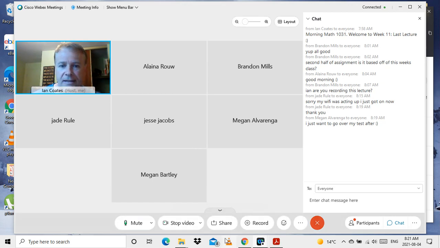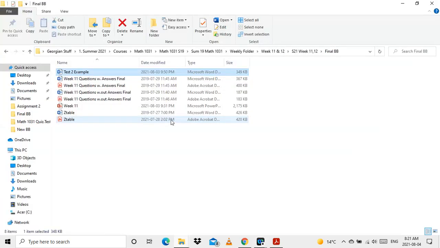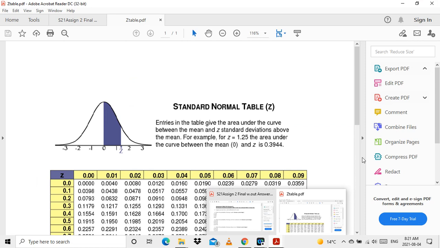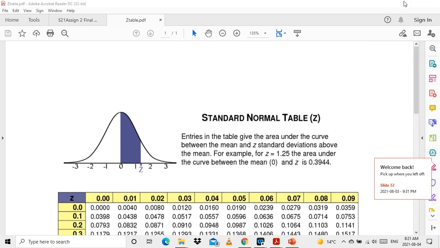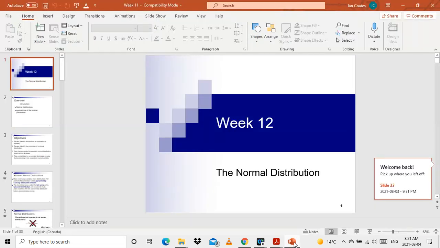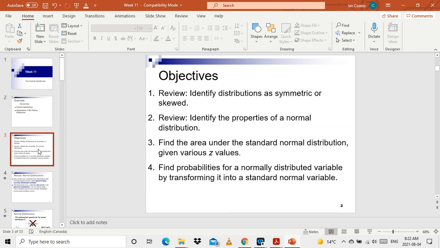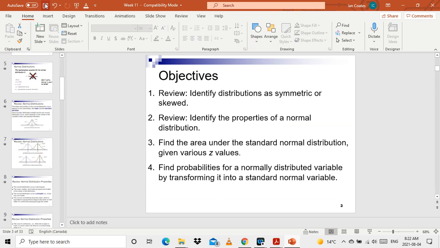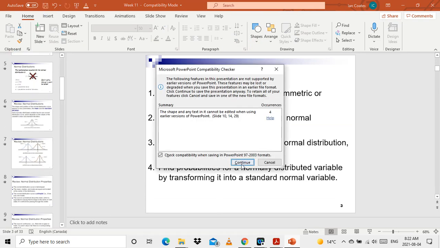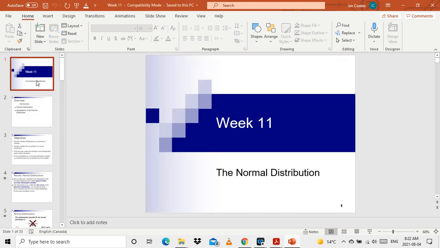All right. Just let me get this one here. All right. There's my Z table, and there's that. Good. Perfect.